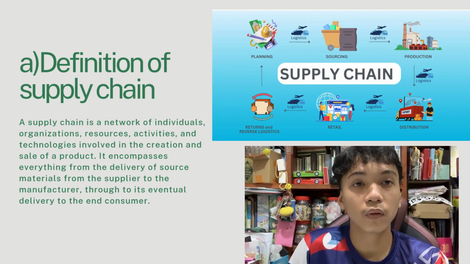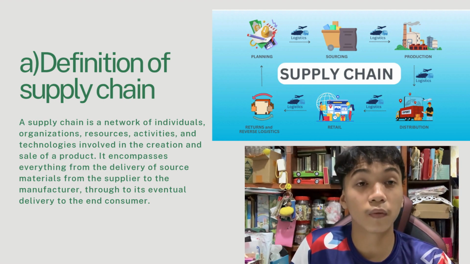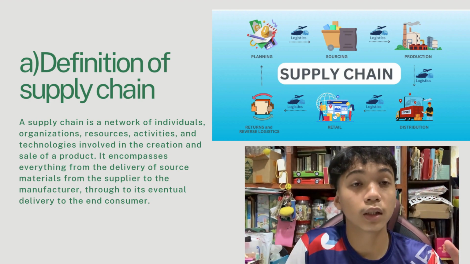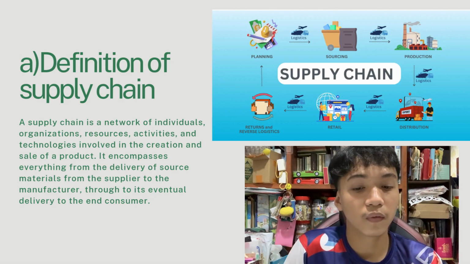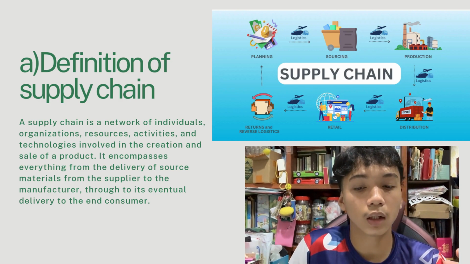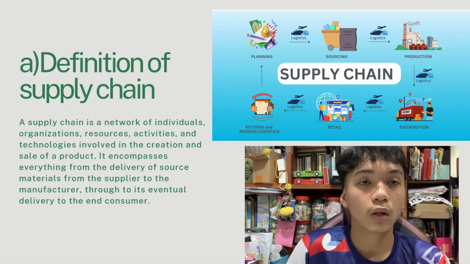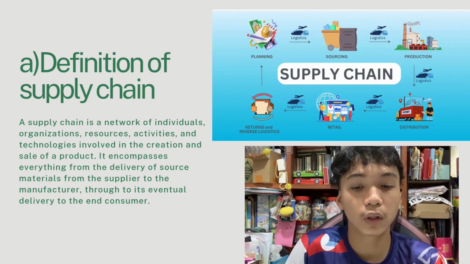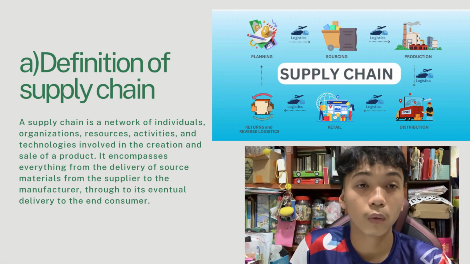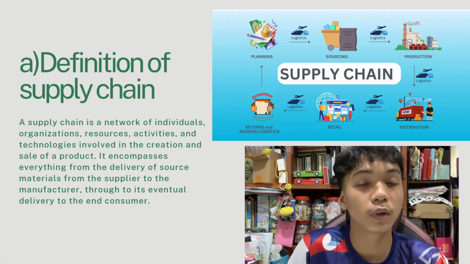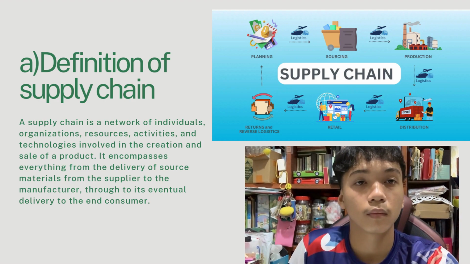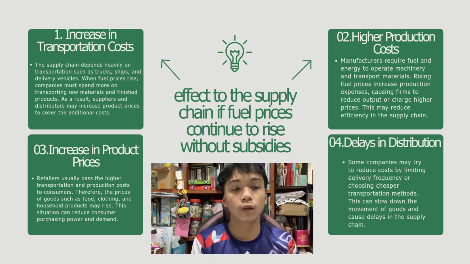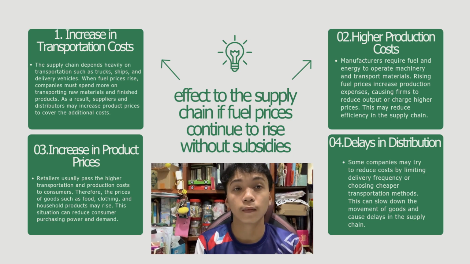For example, in the food industry, the supply chain includes farmers, factories, transportation companies, supermarkets, and consumers. The supply chain is very important because it ensures products are delivered efficiently and on time. However, the supply chain depends heavily on transportation and fuel. Therefore, when fuel prices increase, the whole supply chain is affected. Now, let's discuss the effect on the supply chain if fuel prices continue to rise without subsidies.